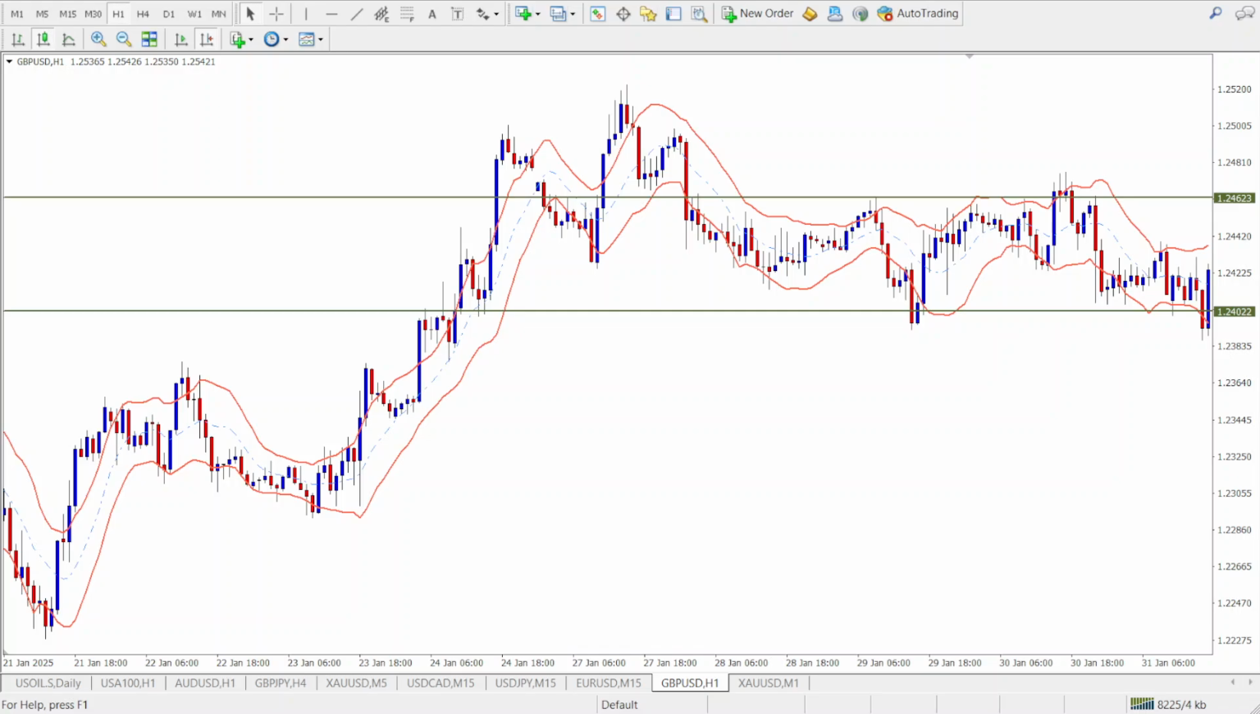You can experiment with different settings to see what works best for your trading style. If you are trading short term, you might want to reduce the period, but if you are trading longer term time frames, you might prefer a wider channel.